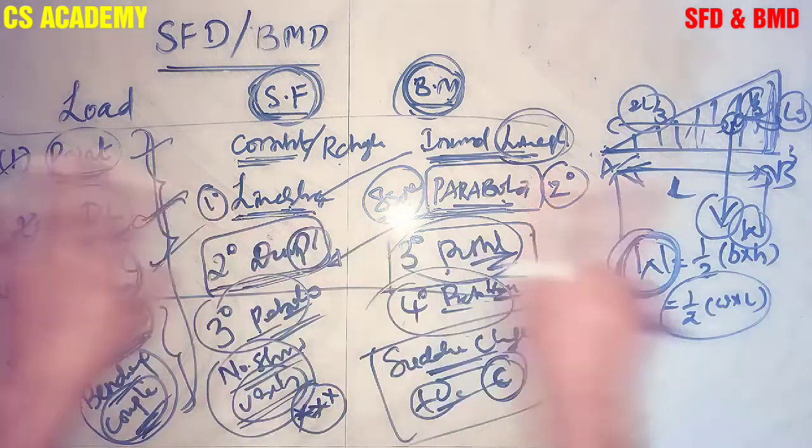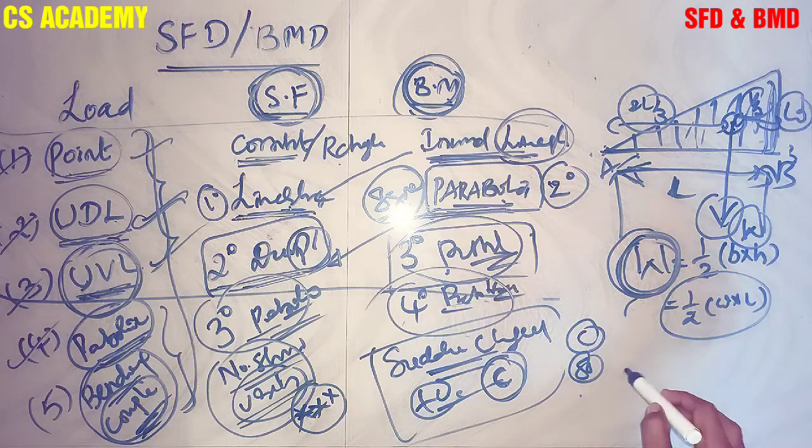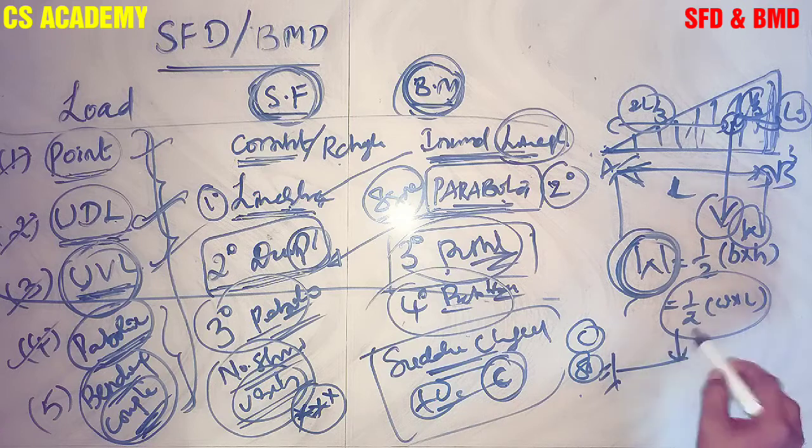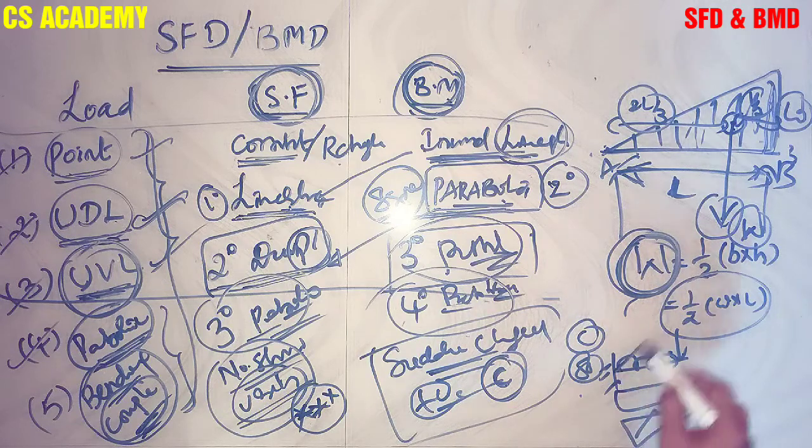This is the total thing about how to draw the shear force and bending moment diagram. In the next session, I will tell exactly about the different types of beams, like cantilever, simply supported beams and overhanging beams. For each and every beam, I will show how to draw the shear force and bending moment diagram for point load, for the uniformly distributed load, and for the uniformly varying load.